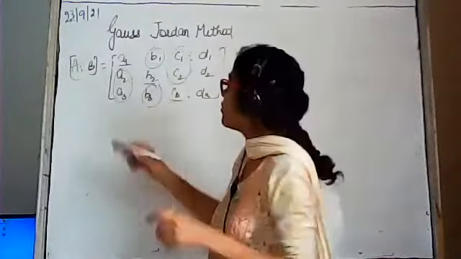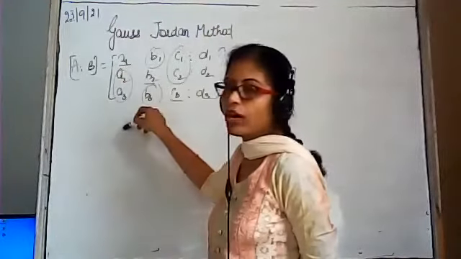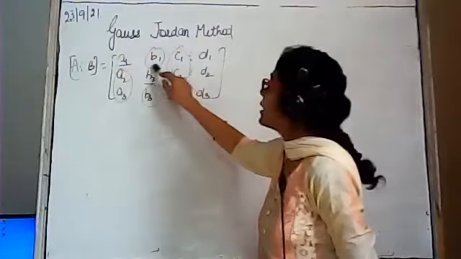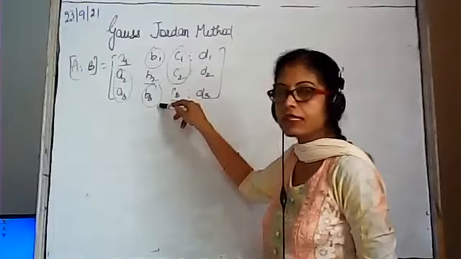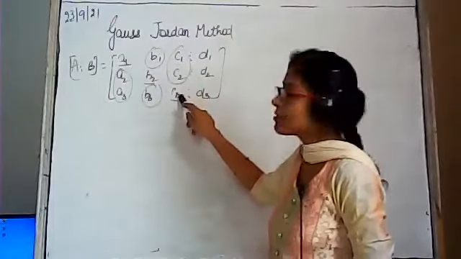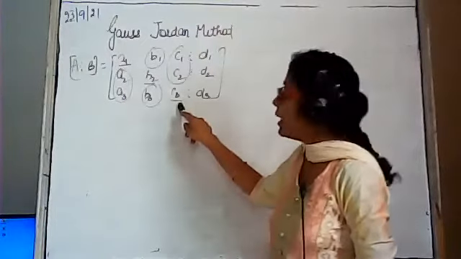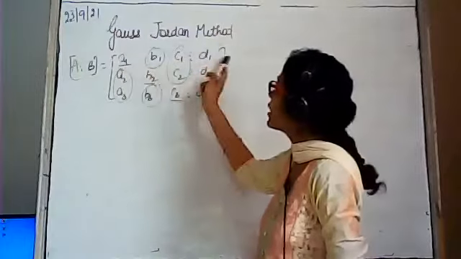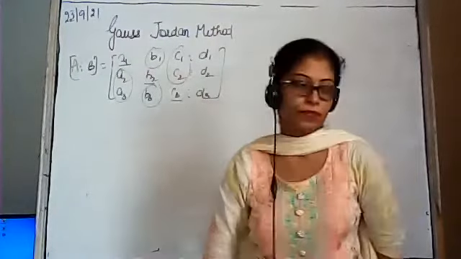First of all, step number 1, take this element as it is and make all the lower elements zero using row number 1. Take this element as it is and make all the elements above and below this element zero using row number 2. Keep this element as it is and make all the above elements zero using row number 3. In this way, we will be having a diagonal matrix and we can find the values of x, y and z directly. ठीक है?